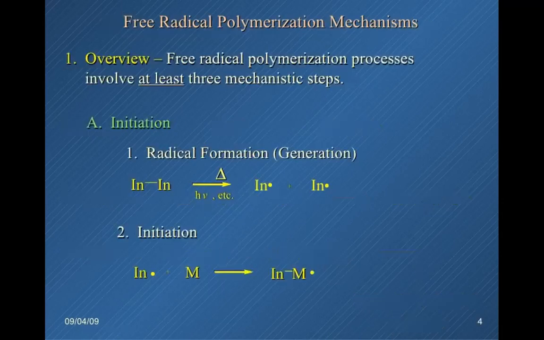Coming to the next one, there is an overall view of the free radical polymerization mechanism. The free radical polymerization process involves at least three mechanistic steps. The first one is the initiation step. In the initiation step, first the free radical is generated. After the generation of the free radical, it reacts with the monomer to form a bond between the initiator and the monomer.